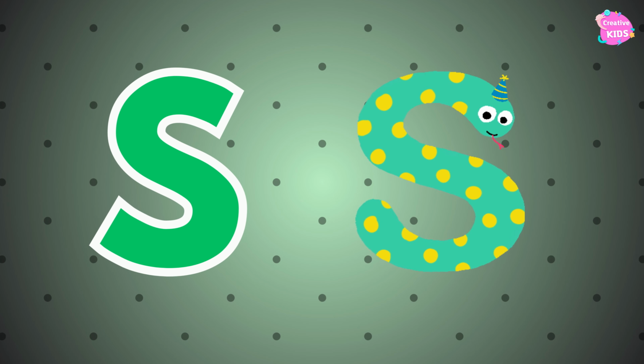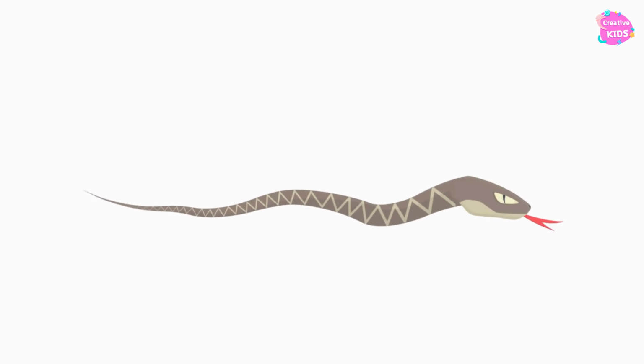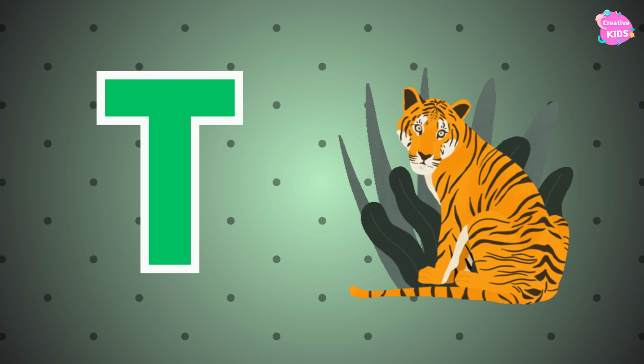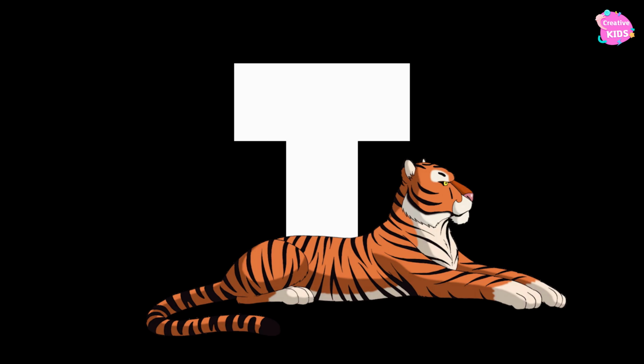S is for snake. S snake. S is for snake. T is for tiger. Ta ta tiger. T is for tiger.